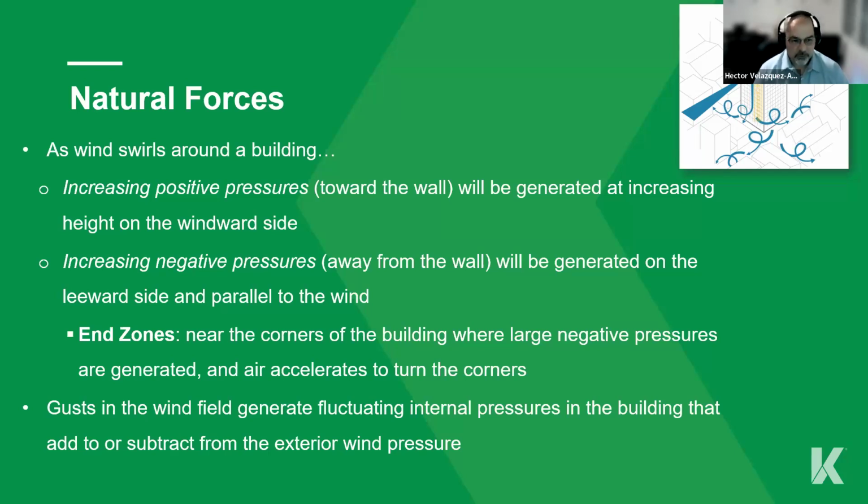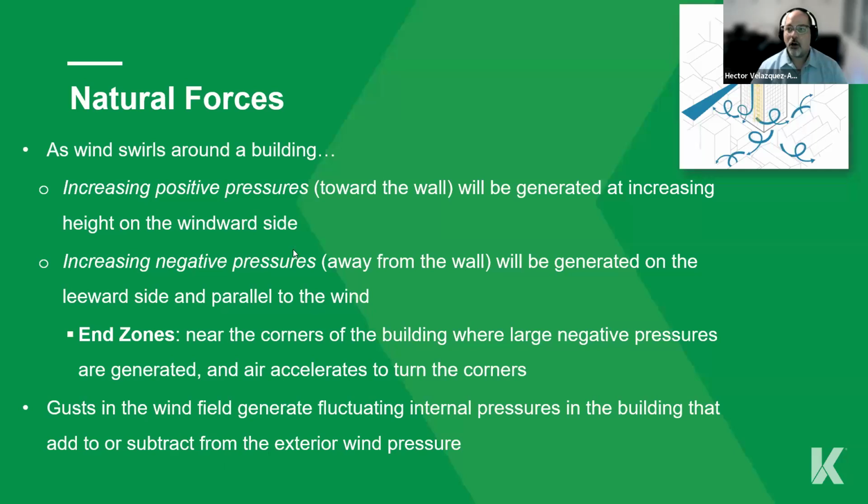Like the slide says, the end zones near the corners of the building are where large negative pressures are generated and air accelerates to turn the corners. Gusts in the wind field generate fluctuation. Internal pressure in the building, like Mike was saying, adds to or subtracts from the exterior wind pressure on the building. So you're going to get that force coming in.